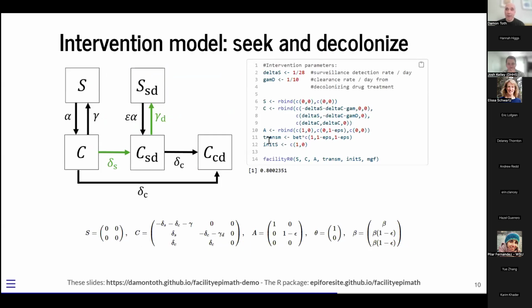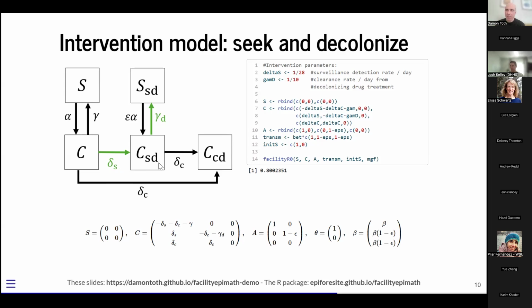So then what to do about it if you have this problem? Intervention. One way to do that is to find more of the colonized patients and detect them before they become symptomatic and put them under isolation if you can. So that's what this model does. Now we have 2 susceptible states and 3 colonized states. The extra colonized state is now C sub SD, which is surveillance detection. And we have this delta S parameter, which represents how often you test patients to see if they're carrying this organism.